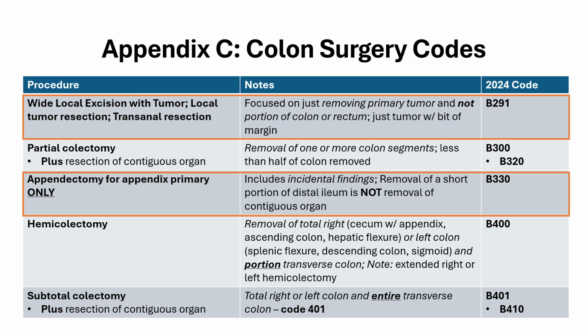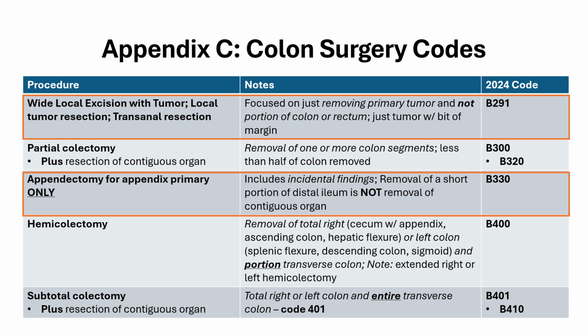Partial colectomy, so this is the removal of one or more colon segments, but it's less than half of the colon removed, less than a hemicolectomy. So it's just a segment removed. If there is contiguous organ removed, we have a code for that, so B300 or B320.